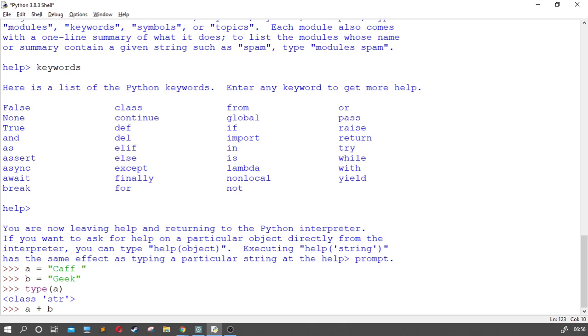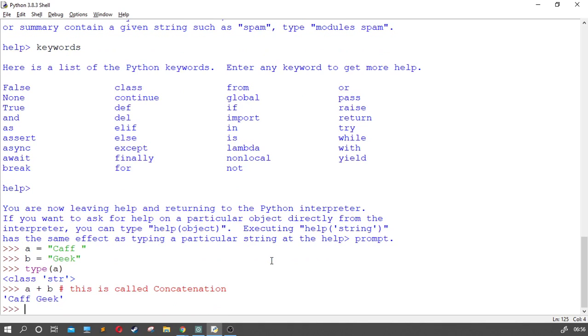This is called concatenation. I'm using a comment below after that. What is concatenation? Concatenation is attaching two different strings together. Spelling can be wrong, you can check it in Google, but I'm pretty sure it's right. Anyhow, this is called concatenation. The result is "calf geek".